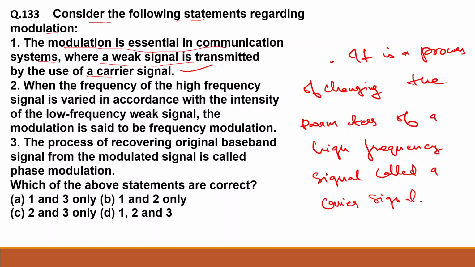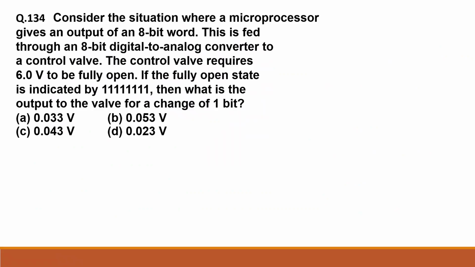Next point: when the frequency of the high frequency signal is varied in accordance with the intensity of the low frequency weak signal, the modulation is said to be frequency modulation. This point also is right. The process of recovering baseband signal from the modulated signal is called phase modulation. Absolutely wrong. Option B will be our right answer, as 1 and 2 only are the right points. Moving to the next question, guys.